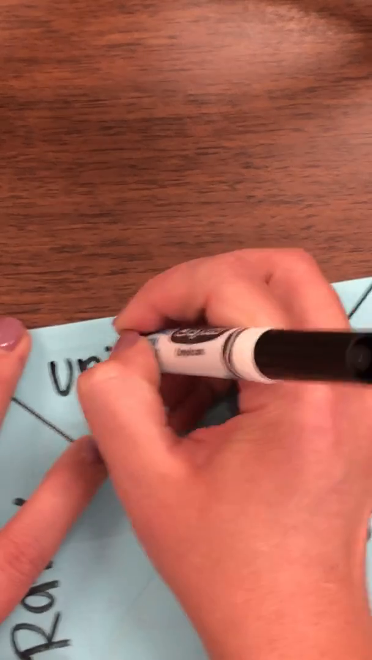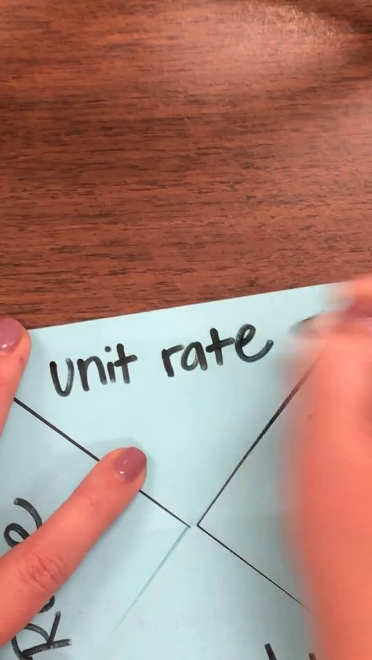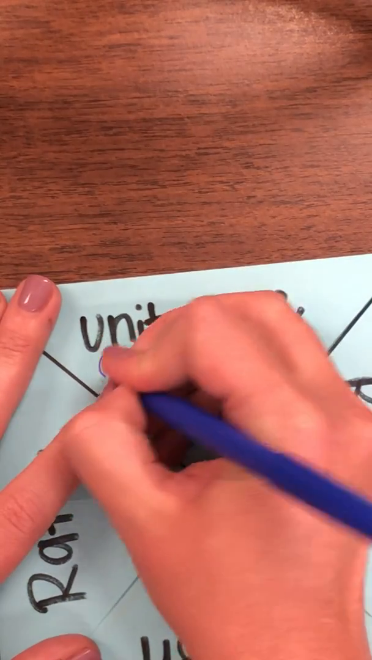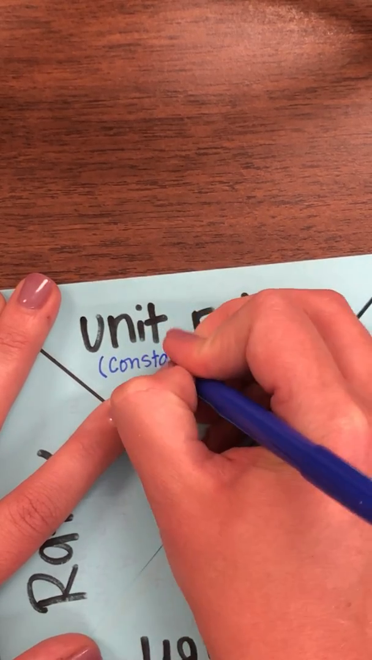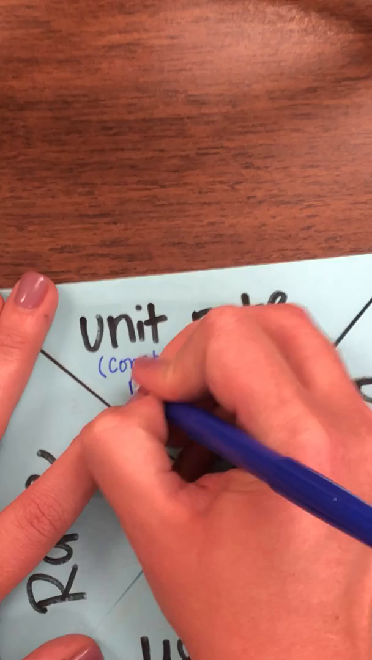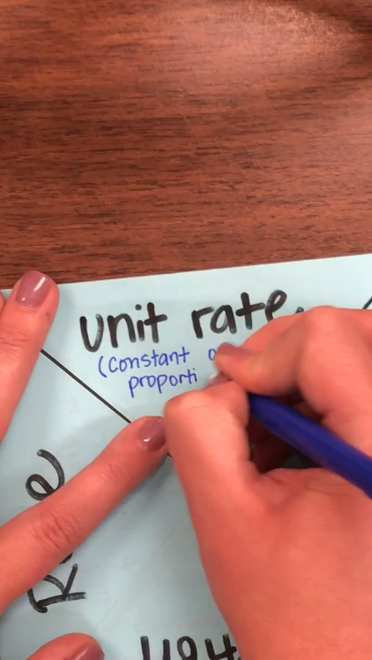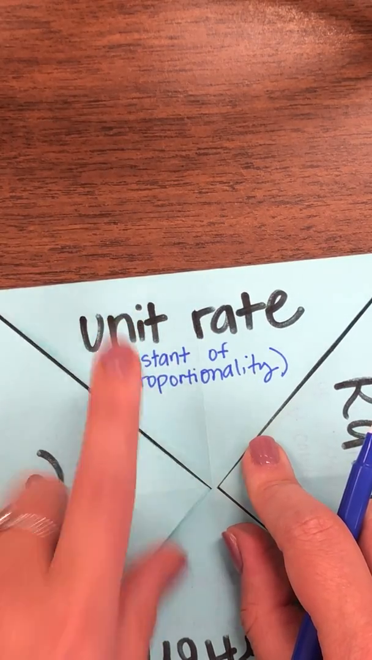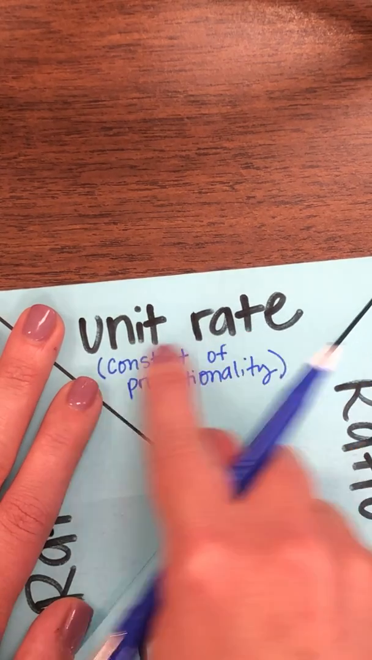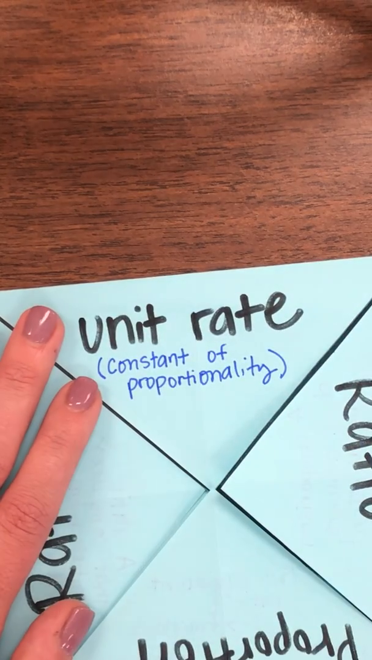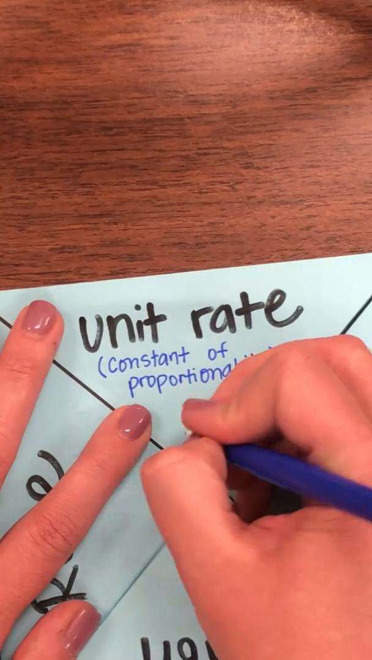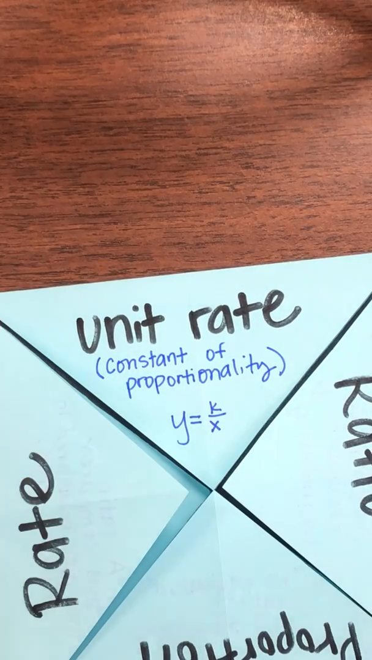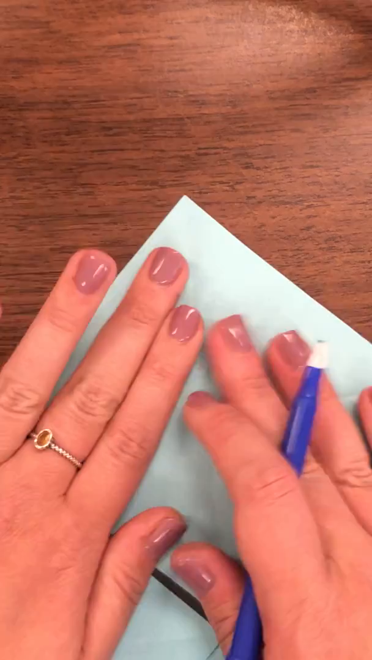So this next one is called a unit rate. I want you to write this term, and it's going to sound really funny. It's called constant of proportionality. And really, it is a very, very fancy term for unit rate. If you can remember that constant of proportionality is just a fancy term for unit rate, that's going to help you. There actually is a formula for unit rate, or for constant of proportionality, and it's y equals k over x. We'll go into that more in depth later, but right now we're just going to talk about what a unit rate is.